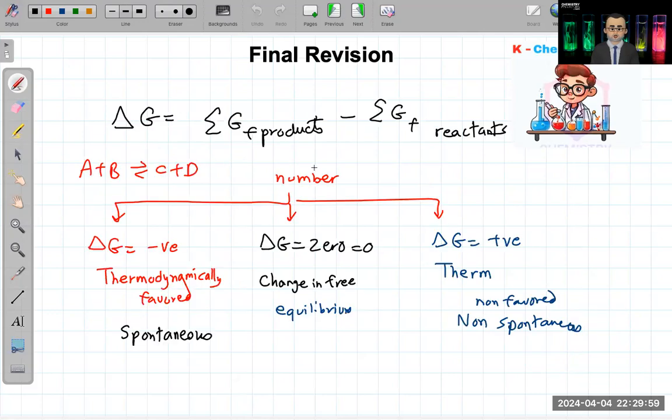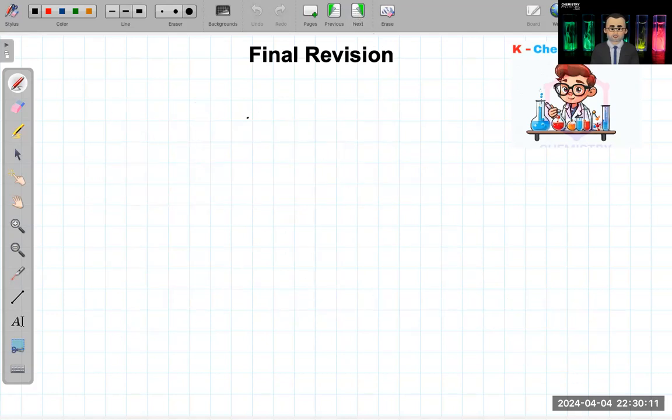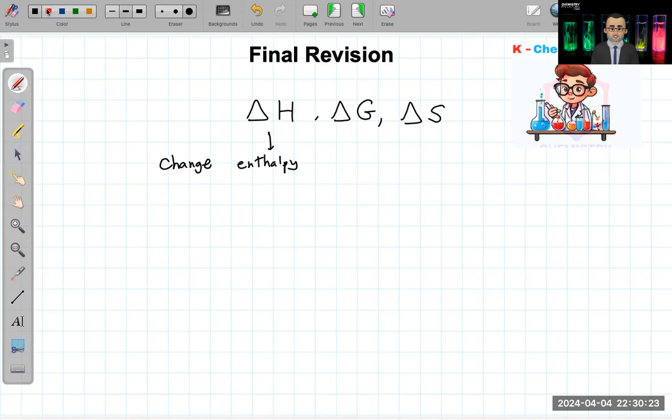Until now we just took one of them: delta G is equal to delta G of formation of the products minus delta G of formation of the reactants. But how can I link them together? How can I put them all together in a single equation? What are they? The delta H, the delta G, and the delta S. This is the change in enthalpy. This is the change in free energy. This is the change in entropy. How can I link them?